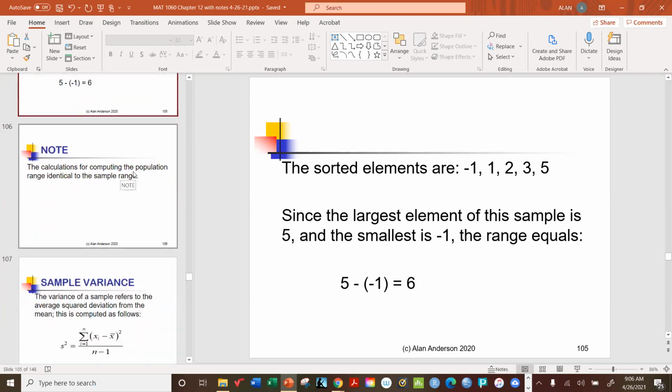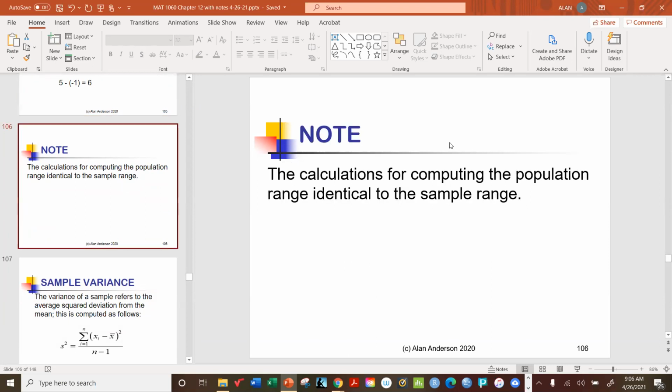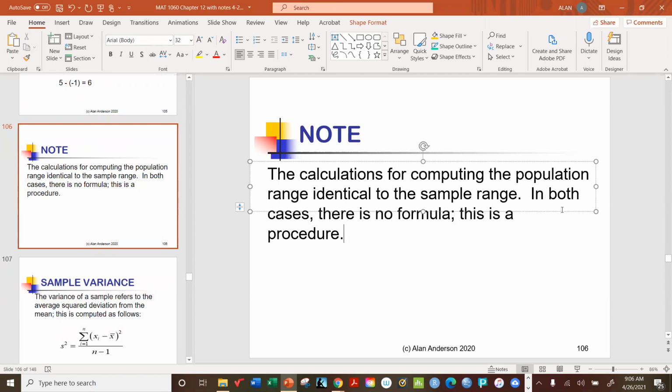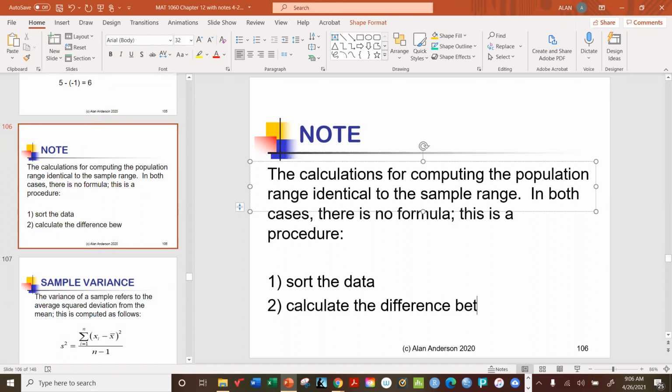All right. Now, just like with the median and the mode, the calculations for doing this are the same for the population and the sample range. And in both cases, there is no formula. This is a procedure. Which means sort the data to calculate the difference between the largest and smallest elements. And that's all you have to do.